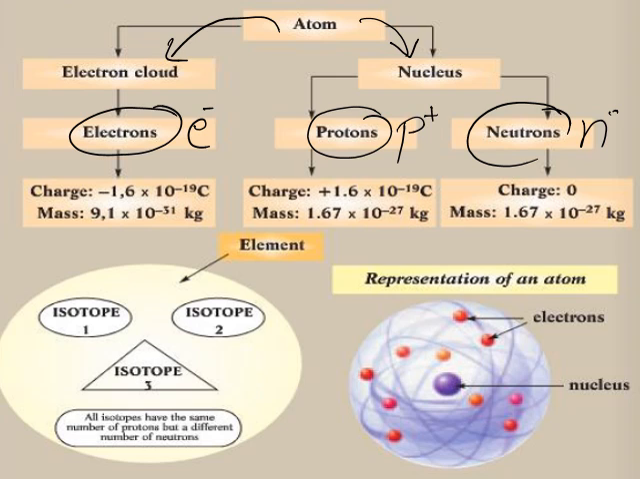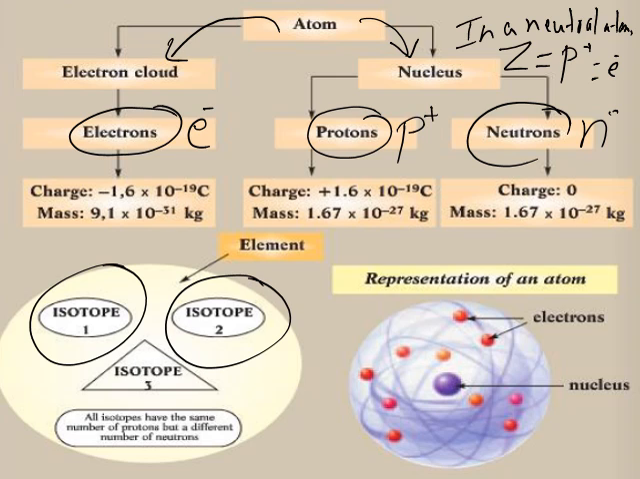Okay? In a neutral atom, you have to say this whenever you have to calculate: Z is equal to P plus, which is equal to e minus. And here we have isotopes. What are isotopes? Isotopes are elements that have the same atomic number but different mass numbers.